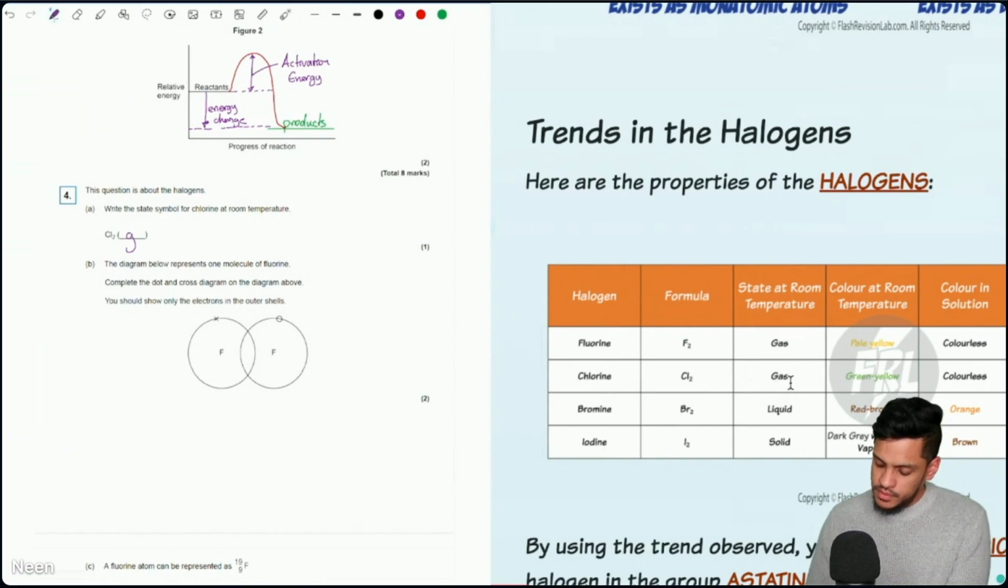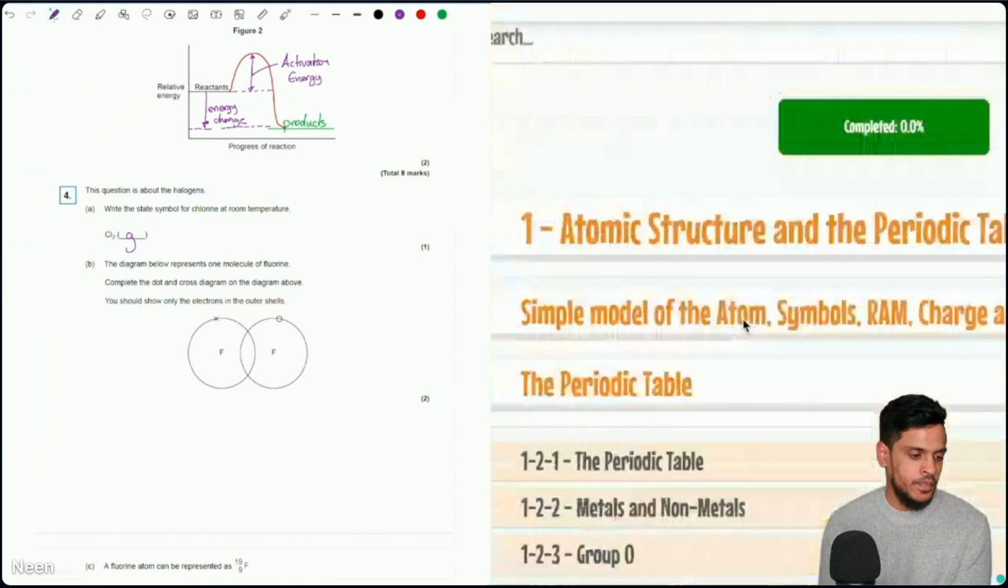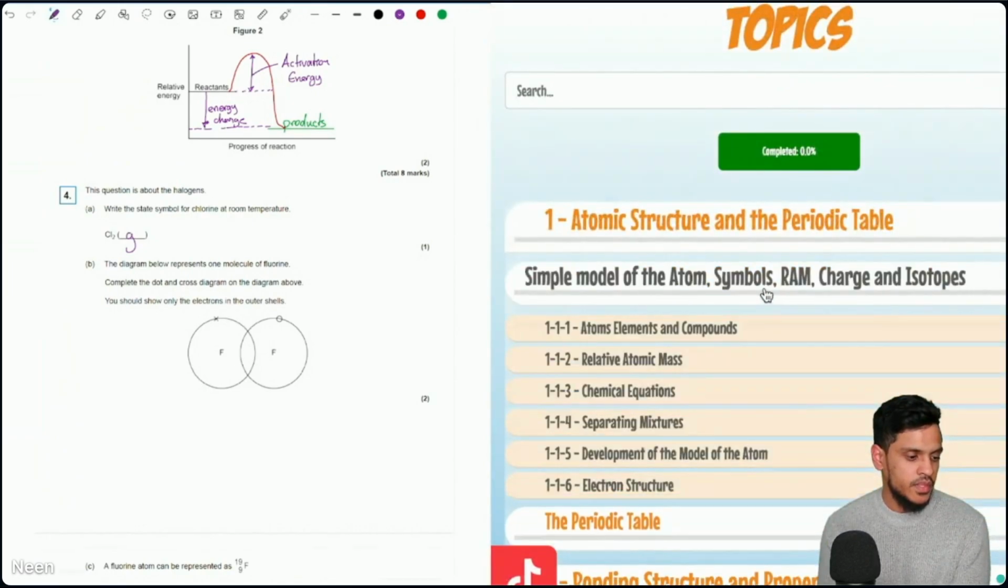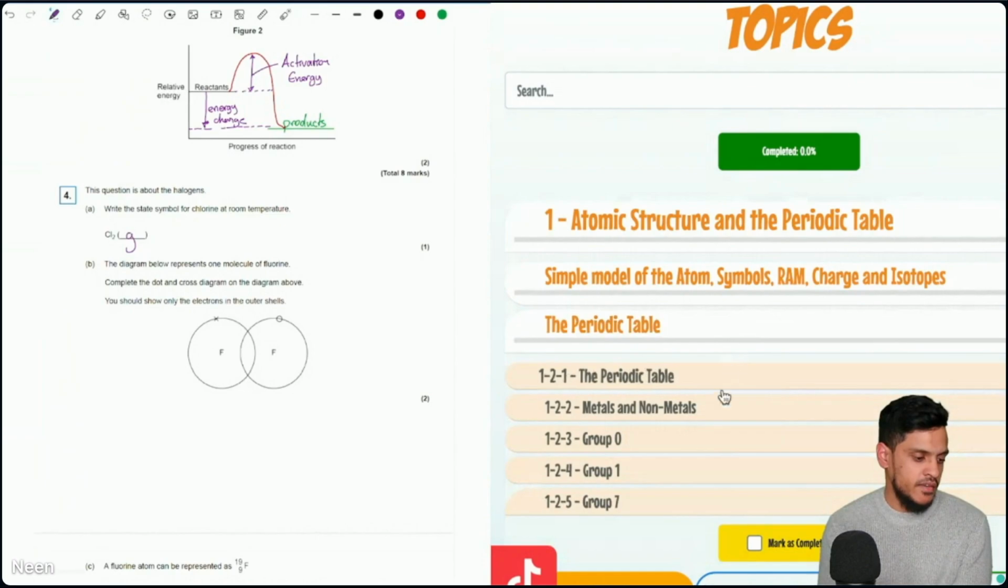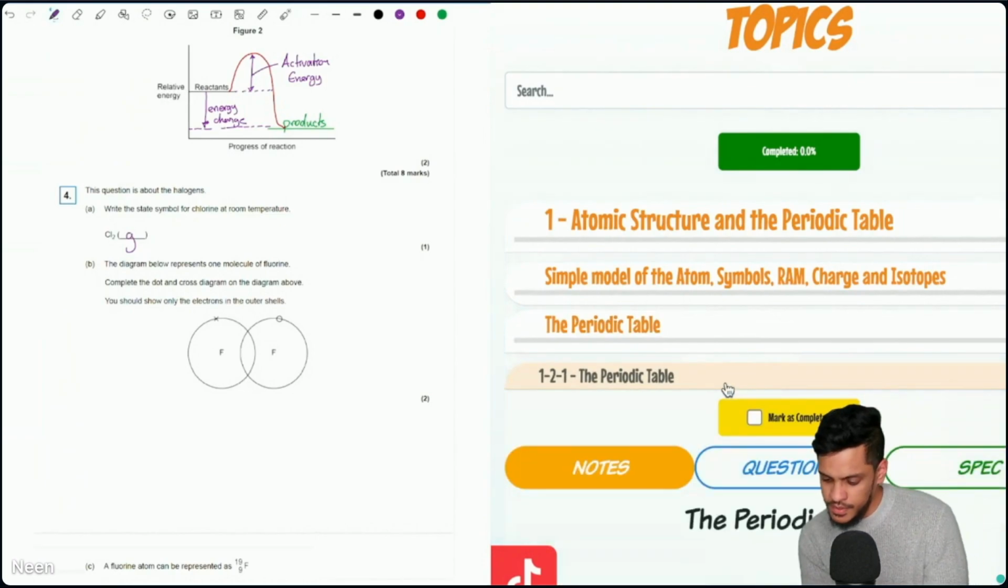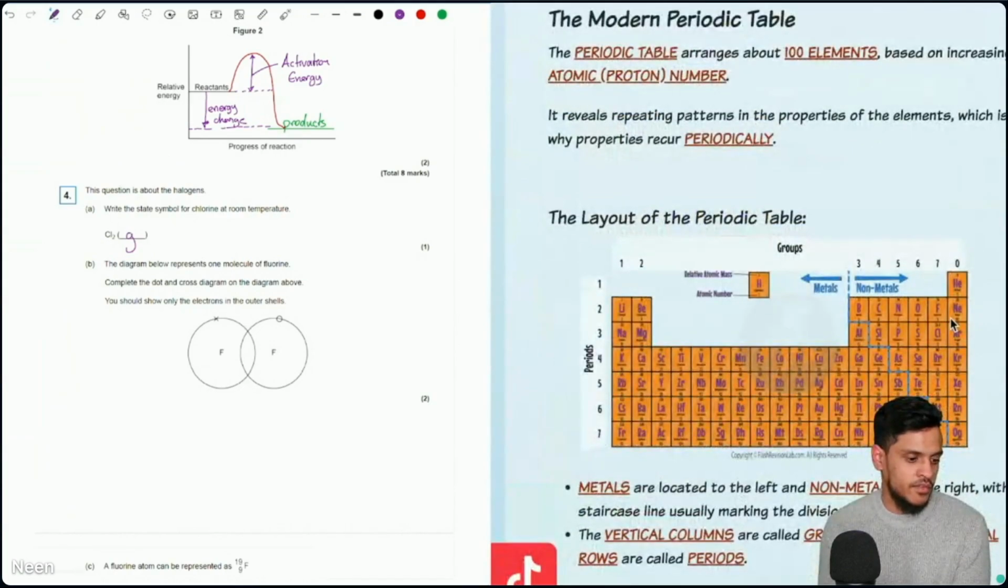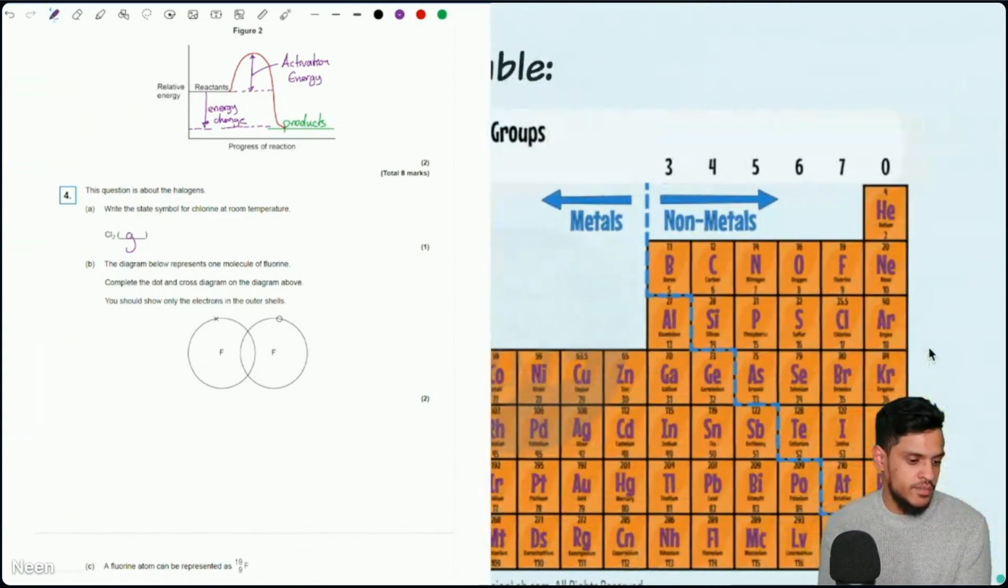Next one is about covalent bonding. Remember, covalent bonding is between 2 nonmetals. We've got fluorine and fluorine, both nonmetals. Complete the dot and cross diagram to show only outer shell electrons. Remember, they both need to have a full outer shell. So they both need to share it to get full outer shell. So first thing to figure out is how many electrons on the outer shell of fluorine. So we can use our periodic table here. Look for fluorine. You can see here it's in group 7. That means it's got 7 electrons.